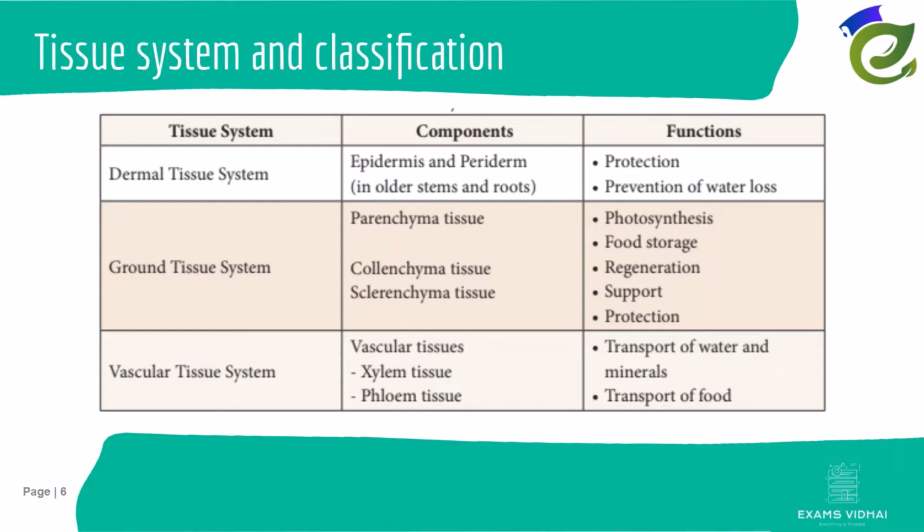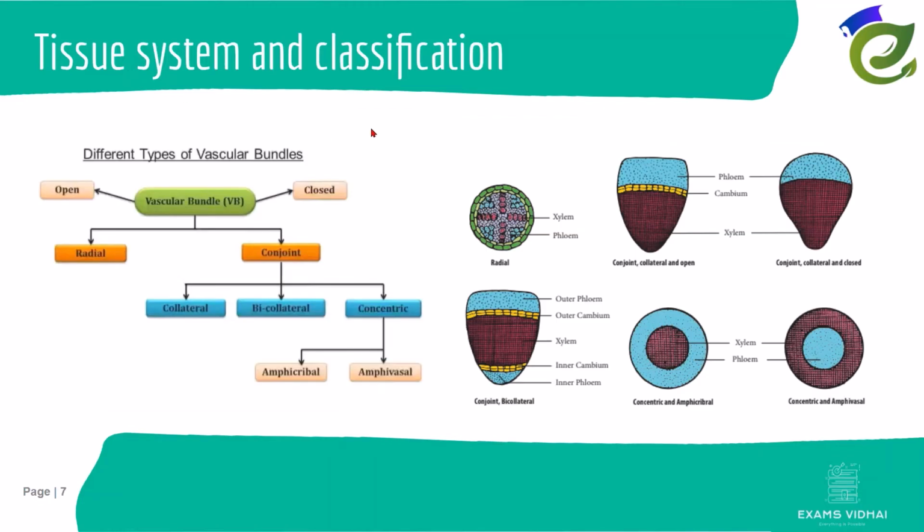And then coming to the vascular tissue system, it consists of xylem tissues and phloem tissues. The major functions of these two vascular systems are transport of water and minerals and transport of food. Vascular bundles can further be classified into many categories based on the arrangement of tissues. So the first category is radial bundles. Here in the radial category, the xylem and phloem are present in different radii and they are alternating with each other. For example, you can take roots.